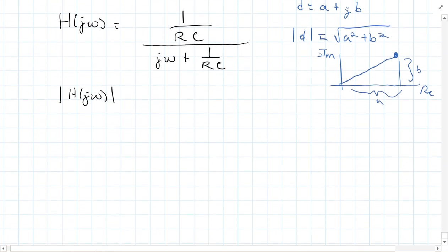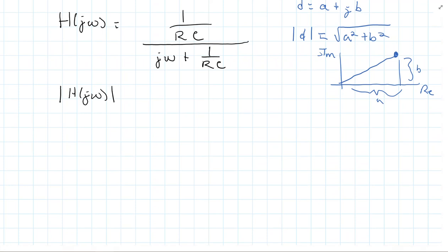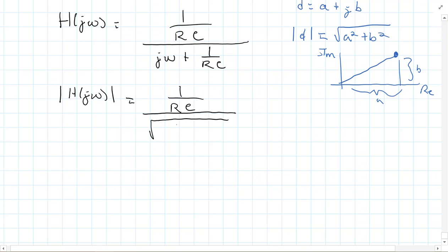So now the nice thing is for the numerator that is pretty easy, because in the numerator I only have a real part, so I'd square that real part plus 0 squared, and then I'd do the square root of it, so the numerator still stays as 1 over RC. But the denominator becomes the square root of omega squared plus 1 over RC quantity squared. Alright, so that's H at j omega.